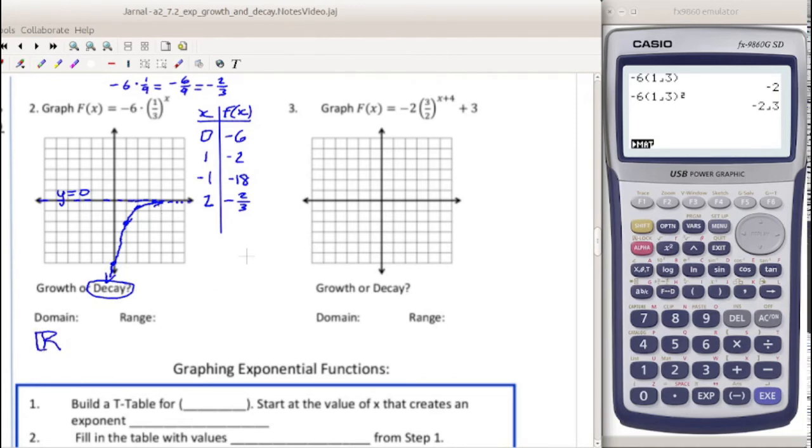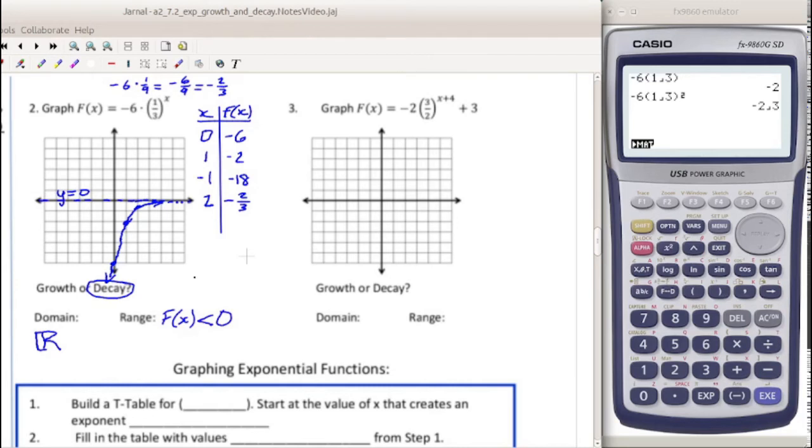And looking for my range, which is my y values or my f of x values. Remember that f of x is just another name in this case for y. My y values are all going to be down here under y equals 0. So this is going to be f of x less than 0.